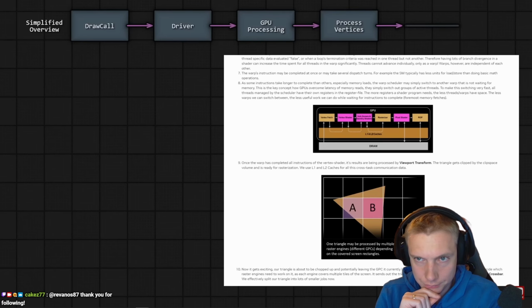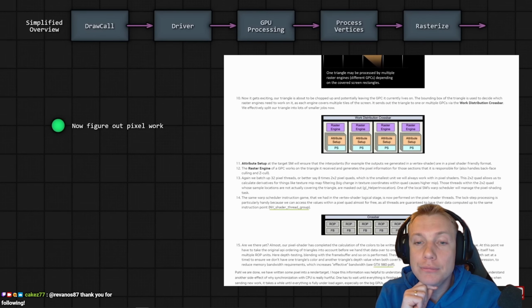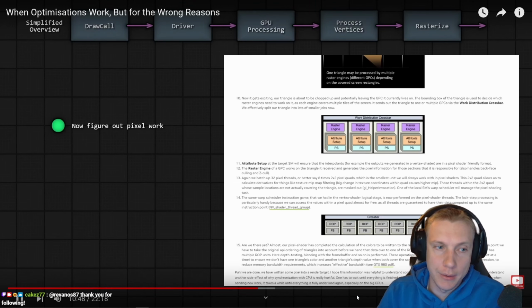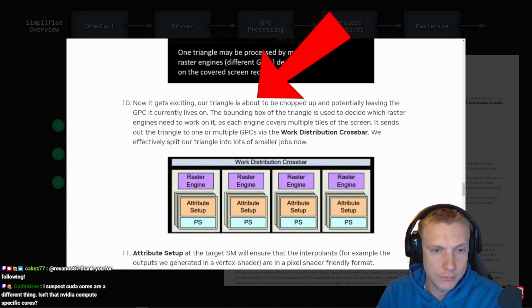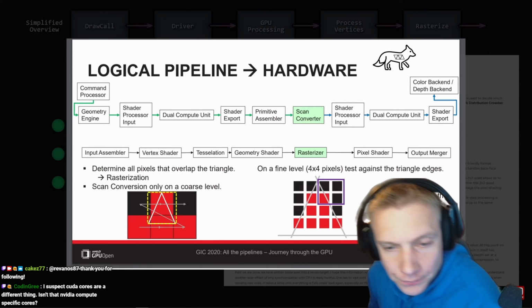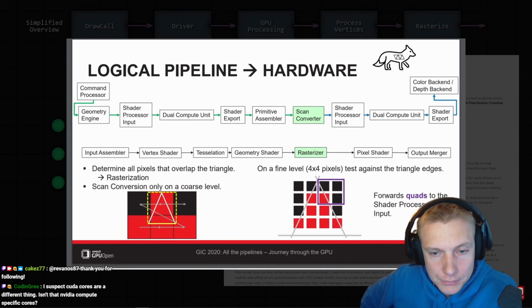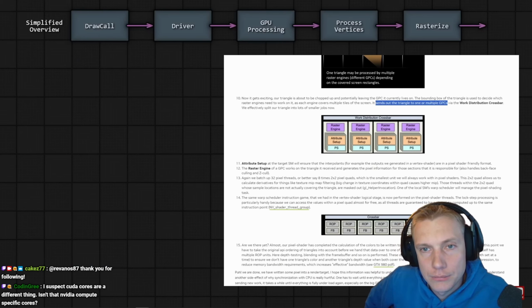The next stage basically involves figuring out who's going to be doing the fragment shader work. So at a coarse level, they're kind of testing the triangle against quads on the screen and divvying up the work. You can see on NVIDIA's, depending on the screen rectangles, they're handing off the work to different GPCs, and AMD has a similar note about doing some scan conversion to test triangle overlap. The end result is a bunch of fragment or pixel shader work is getting queued up.